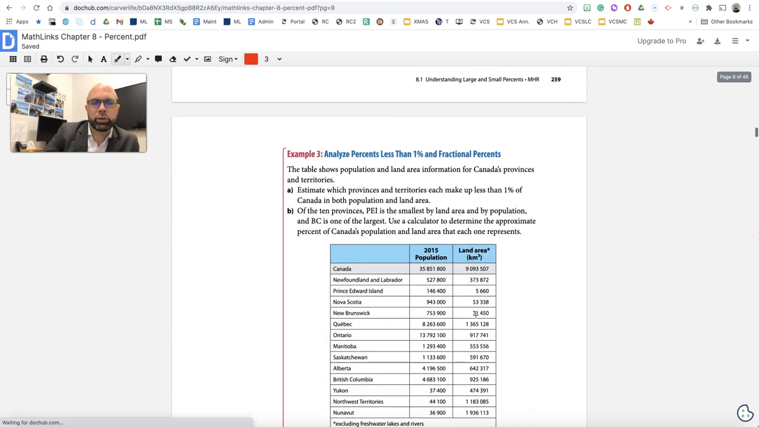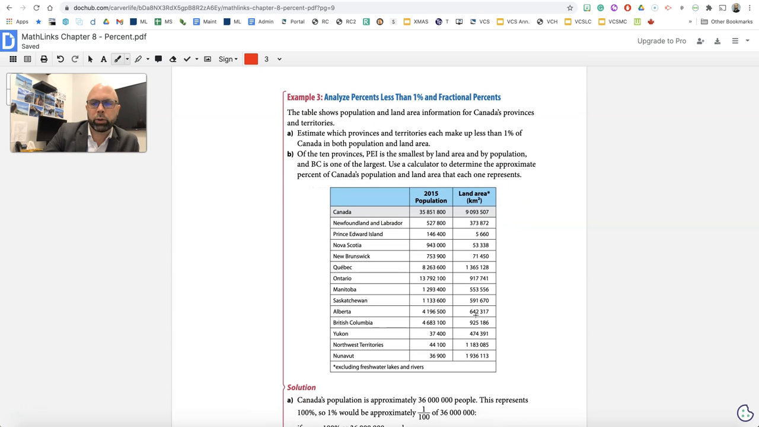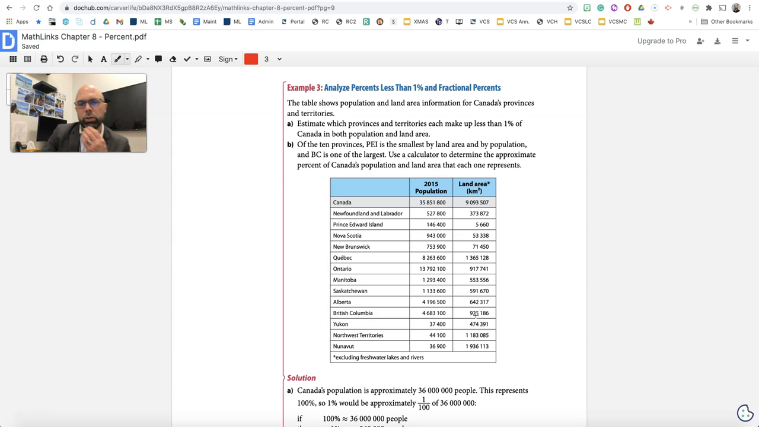Okay, let's move down because we haven't even started our assignment yet. Let me just see if there's anything we need to understand here. This is an interesting estimation problem that might be helpful. Estimate which provinces and territories each make up less than 1% of Canada in both population and land area. I like this because estimation is great. It's an important skill, and it demonstrates a deeper understanding. So let's see how well we can do at this.